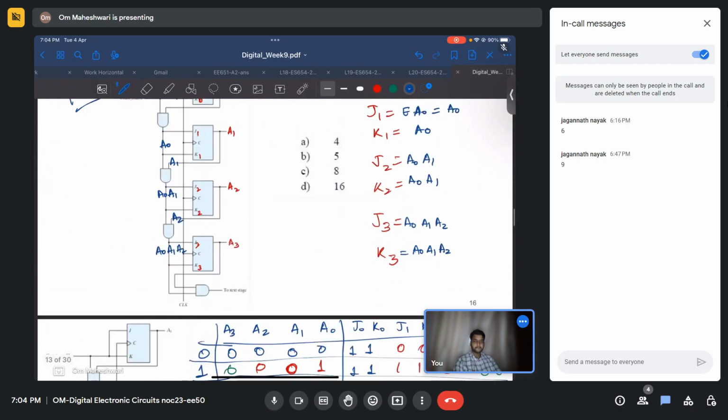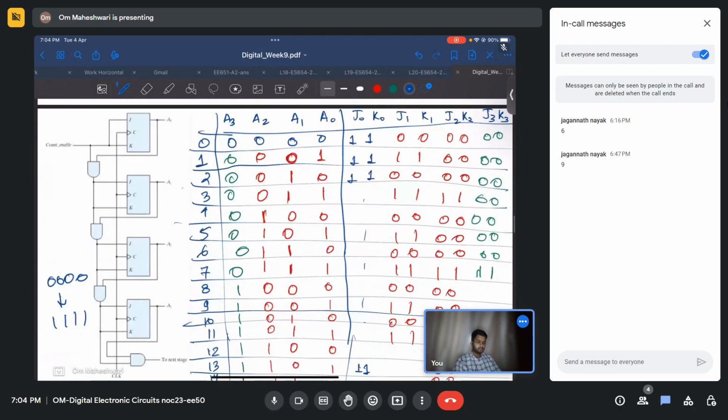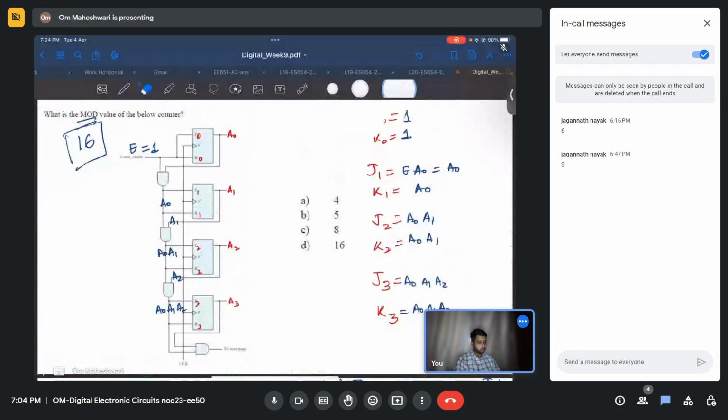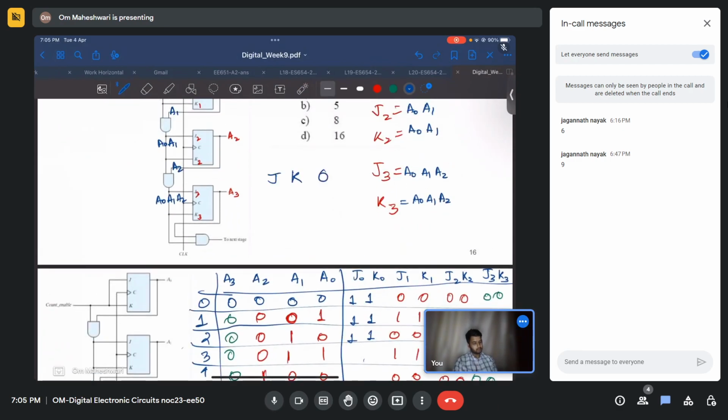Is it clear? Yes, sir. So again, as always in these questions, you just have to take care of a few things. First, find out what the inputs are. Then you see the JK flip-flop. If you do not remember, write the JK flip-flop table. 0, 0, it remains as the previous state. 0, 1, it goes to 0. 1, 0, it goes to 1. 1, 1, it flips. This is the JK flip-flop table.